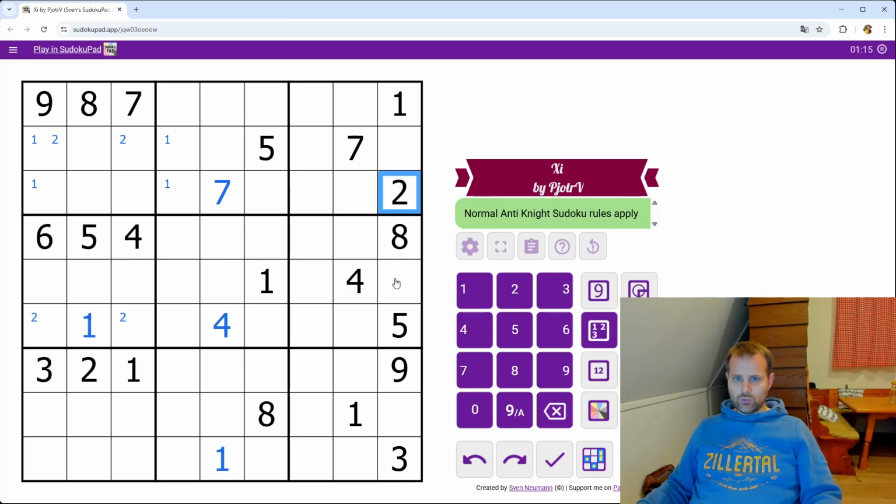This 2 sees these and these, and this 2 sees these, so this is a 2, and that's it for now for the 2s.